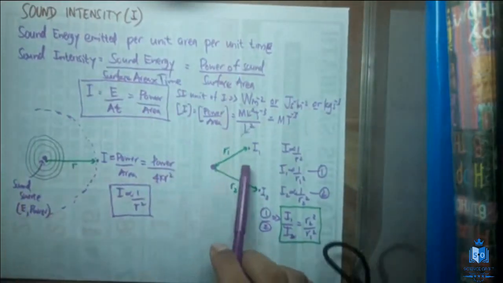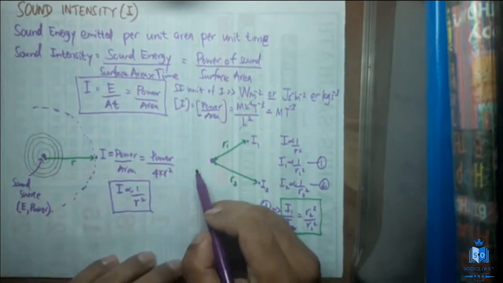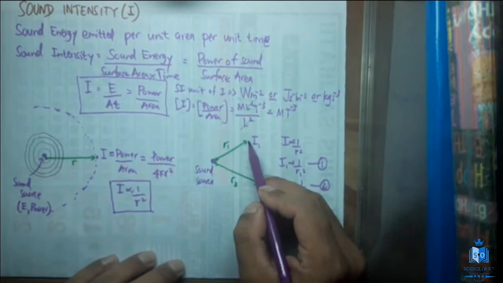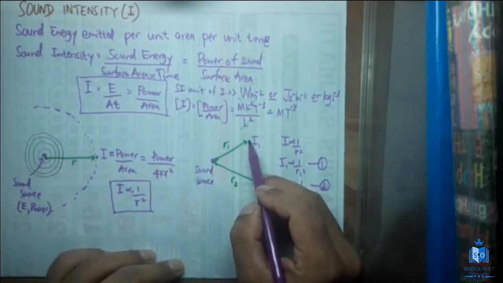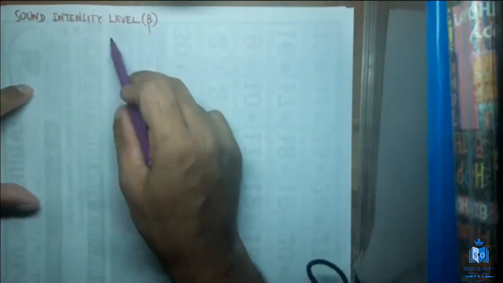Just like we discussed in the earlier tutorial, from a certain sound source, now this is our sound source, if you are at a certain distance, you will be hearing a sound. For that sound, we will be defining sound intensity as well as sound intensity level. The symbol we normally use for sound intensity level is beta.